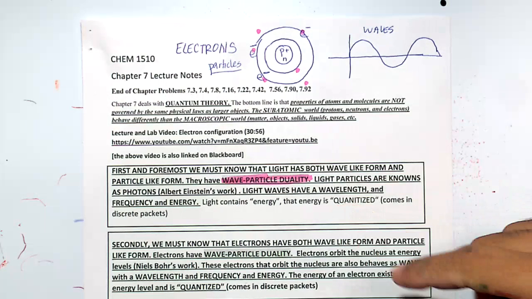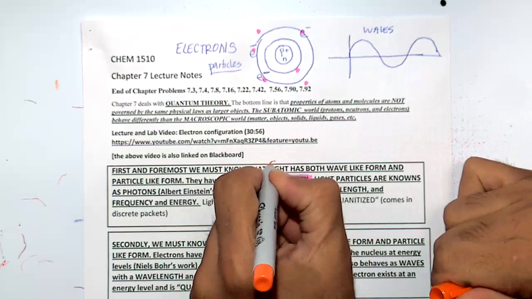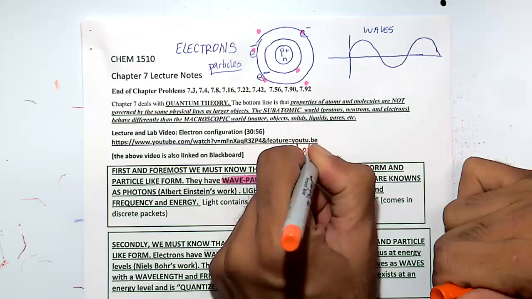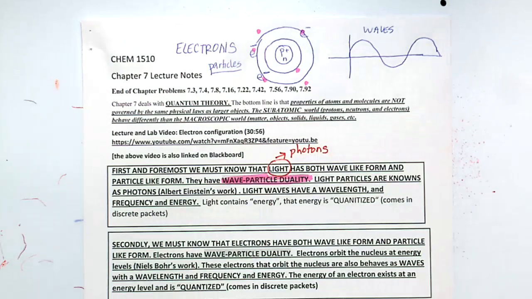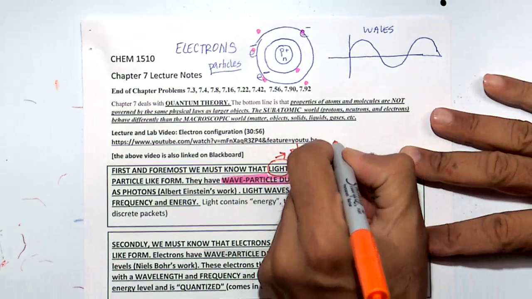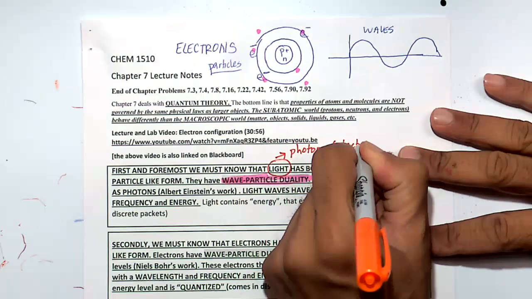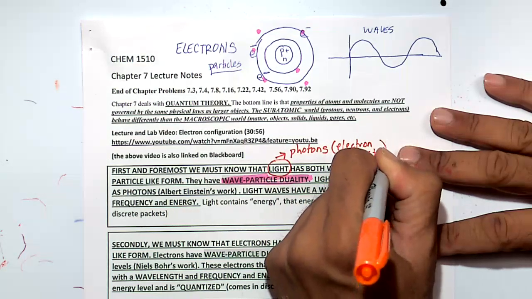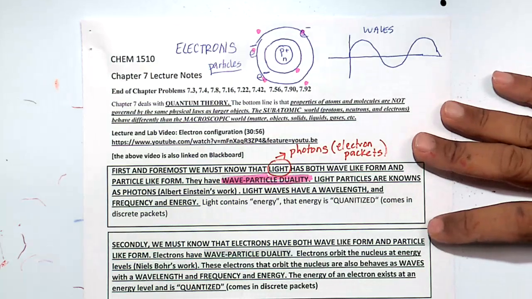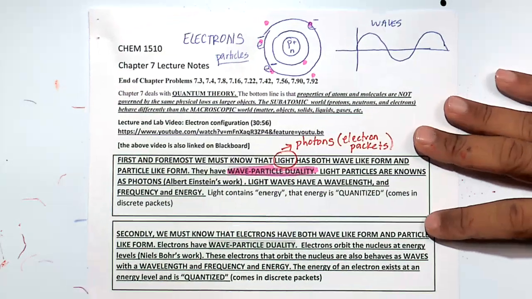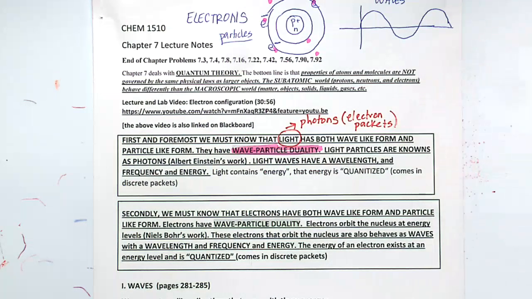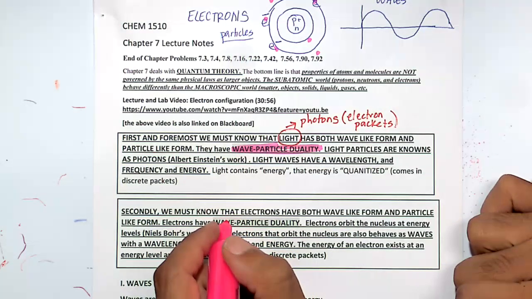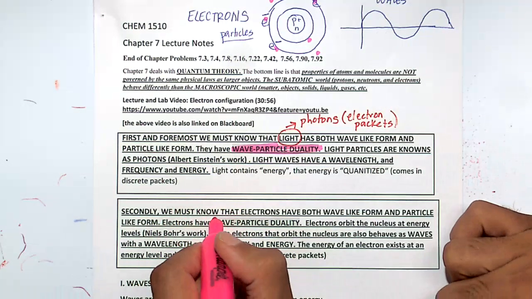Light, which is basically a bunch of photons. Photons, which are sort of, I want to call them electron packets, has wave-particle duality. Electrons, which orbit the nucleus, have wave-particle duality. Are they a wave? Yes. Are they a particle? Yes. Are they both? Yes.